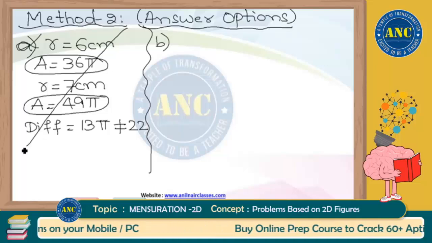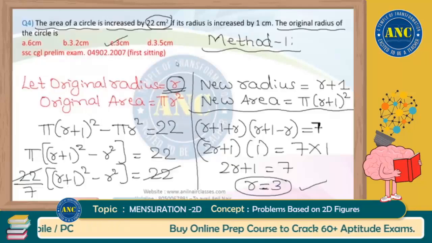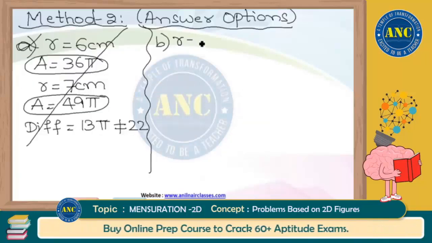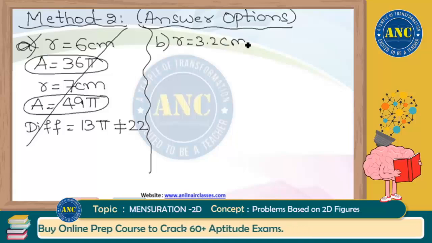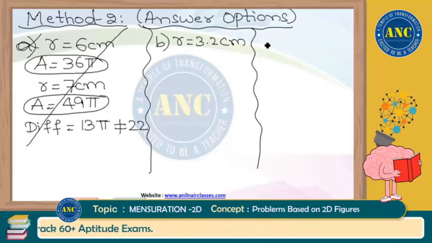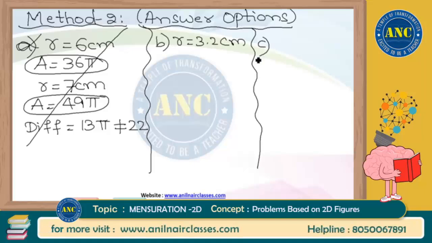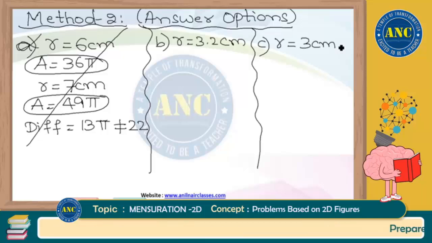Now second option which is given is radius is 3.2 centimeter. Now this 3.2 is a decimal value. I don't like to waste my time solving using decimal values at this present moment. Although second option is 3.2, I will directly jump on to my next option because the value is a whole number. I am jumping to option C because I know that option C is correct.